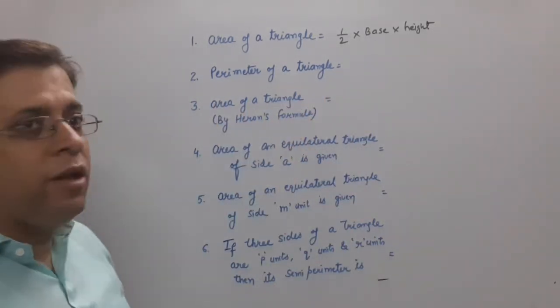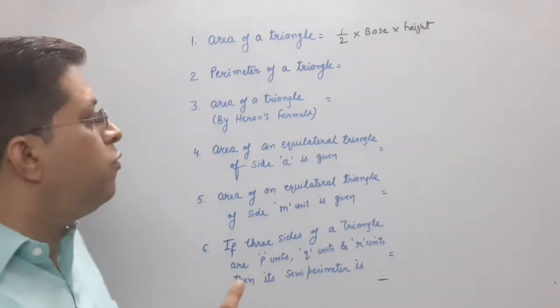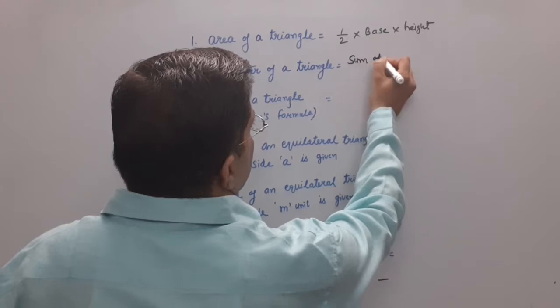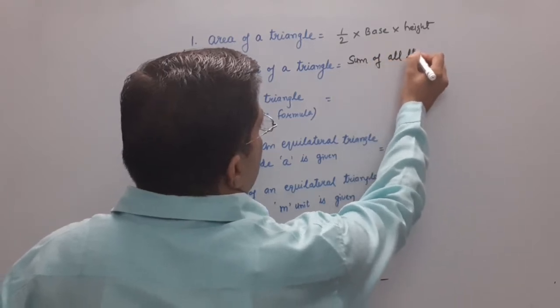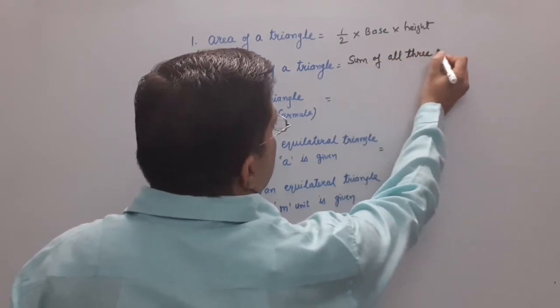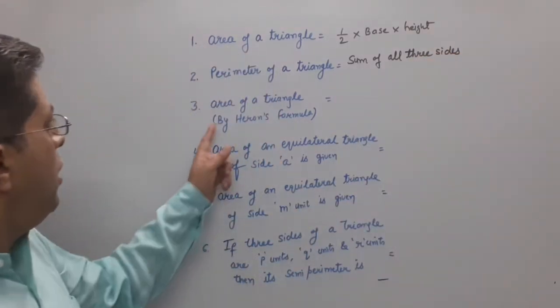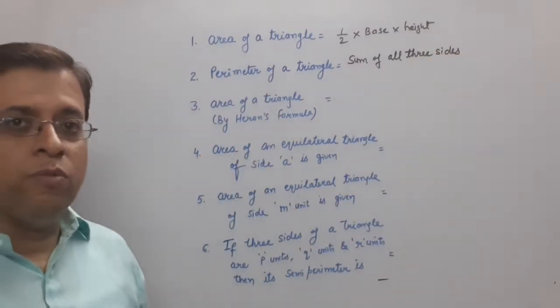What is perimeter of triangle? That we know, that is sum of all three sides. Okay, area of triangle by Heron's formula.